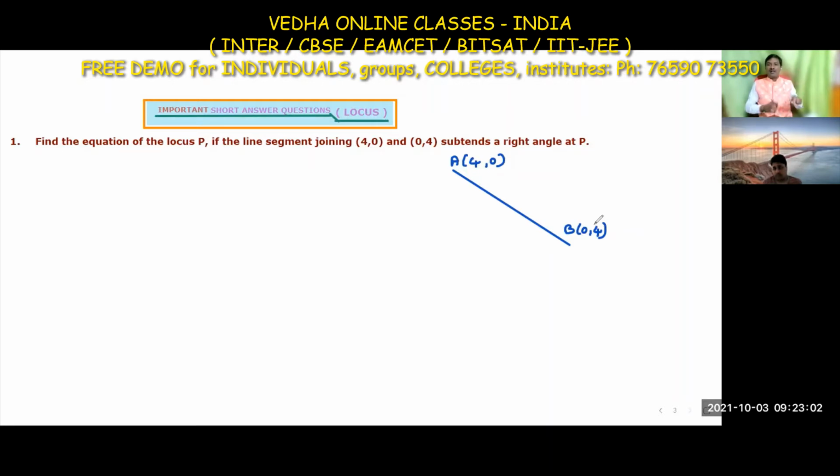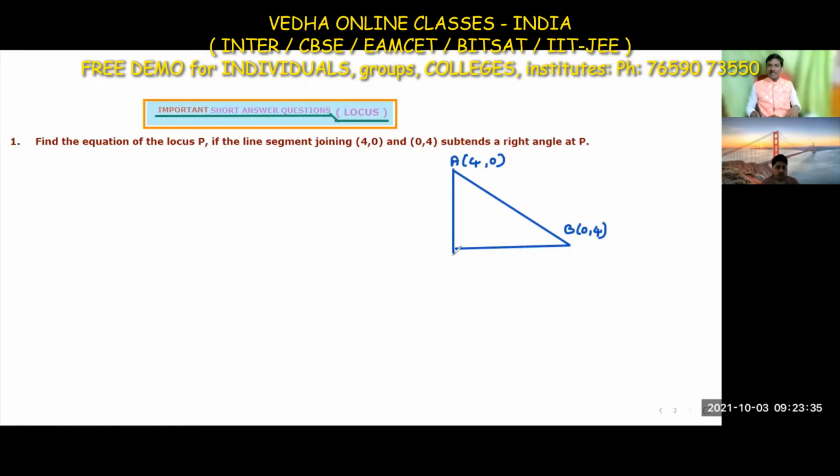We have one point, and another point. For example, I am taking one point here. From this point it is making a right angle at P. And this is the triangle here, and it is a point P.